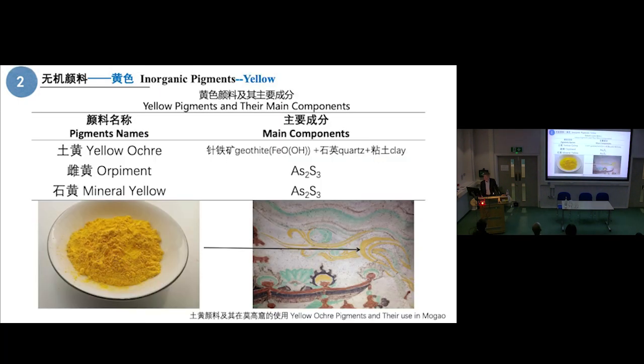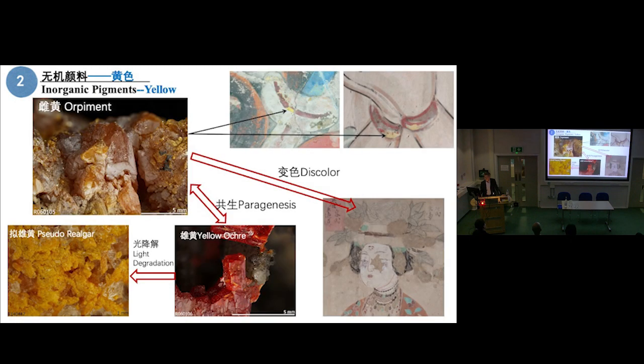Another is the yellow pigment, yellow ochre and orpiment, a mineral yellow. You can see this is yellow ochre. But in Dunhuang Mogao Grottoes, very few yellow colors were used. I don't know why. This is orpiment. But in past investigation and analysis in the world, we found some orpiment can change to black, just like this. We also try to find the reason how orpiment changes into black.